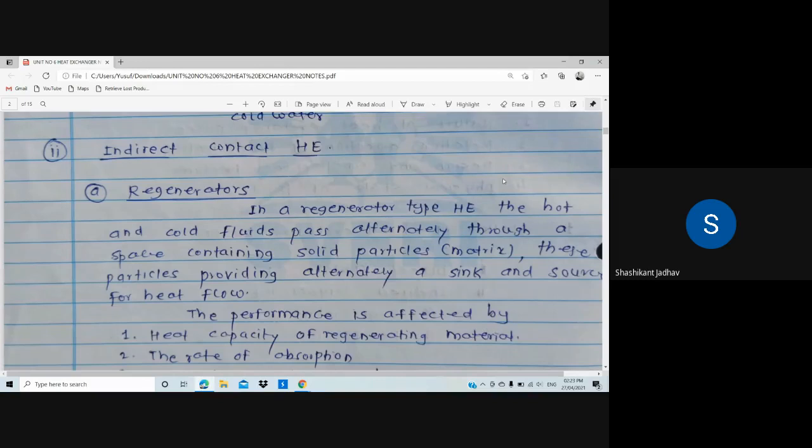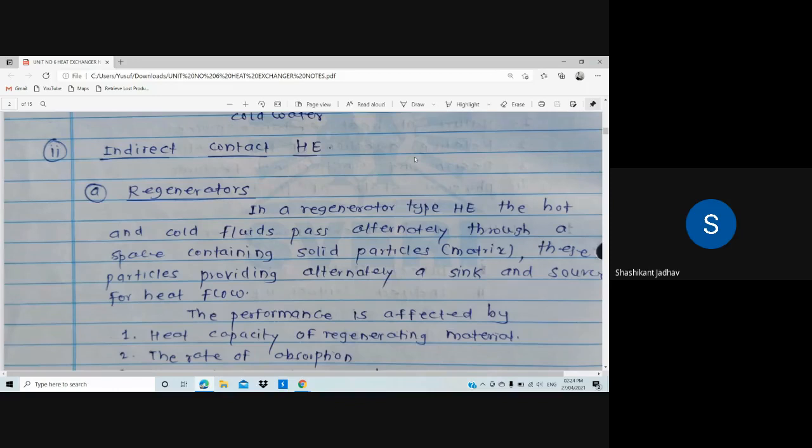In a regenerator type heat exchanger, the hot and cold fluids pass alternately through a space containing solid particles, in brackets matrix, bracket complete.